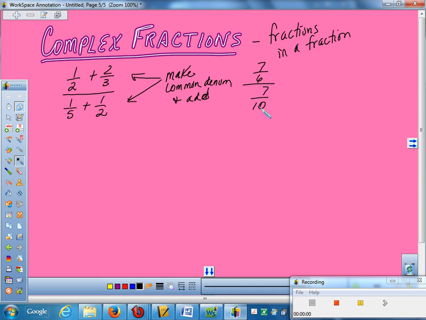How do you divide fractions? You times by the reciprocal of the second one, the bottom one. So you'd multiply by 10/7. You'd flip it over and then you'd cancel. Okay, so once you get it combined, the first step is to make the common denominators. The second step is multiply by the reciprocal and cancel.